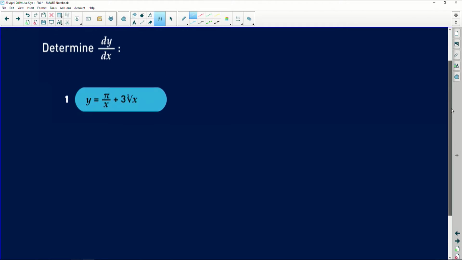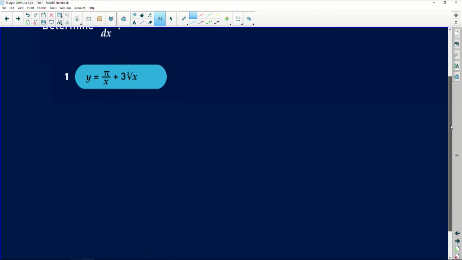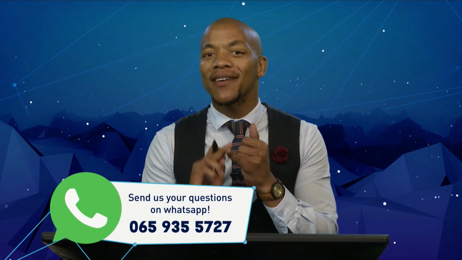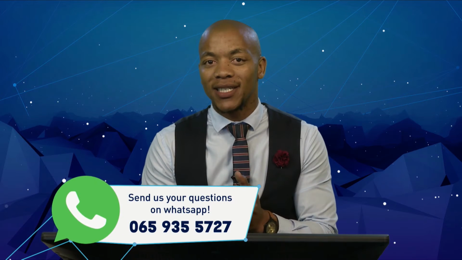The question says determine dy over dx. The first question we are given is y is equal to pi over x plus 3 cube root of x. Before we can do anything, we need to talk about what we are seeing here. The first step at all times is to simplify your question to the simplest form. You must not have x as a denominator of a fraction. You must also not have x as part of a root. So you need to get rid of those and express them in exponential form if possible. Let's see if we can do that.